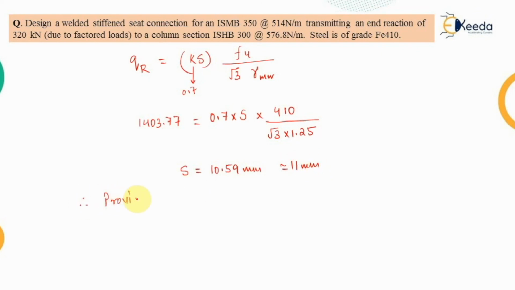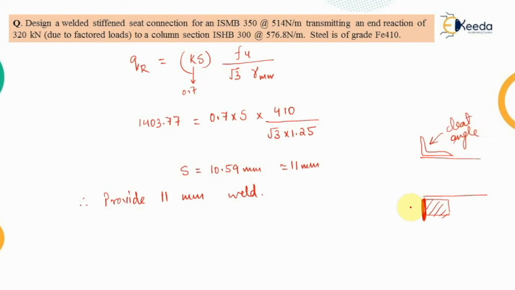Therefore we will provide an 11 mm weld, and for the connection we will also provide a top cleat angle, that means the angle which is provided above the beam flange. So this was the beam flange. We have provided one seat plate here, and to stiffen it, we have provided a stiffener here. Now for nominal purposes, we will also provide a cleat angle at the top. So this is the cleat angle which is provided at the top of the flange of the beam. This is the seat plate and this is the stiffener.